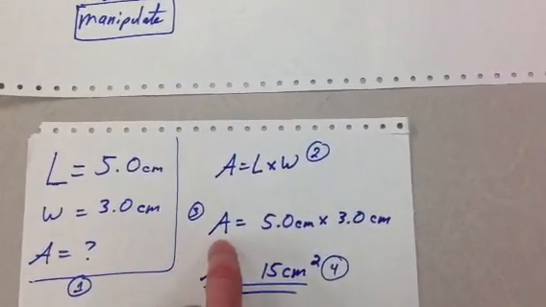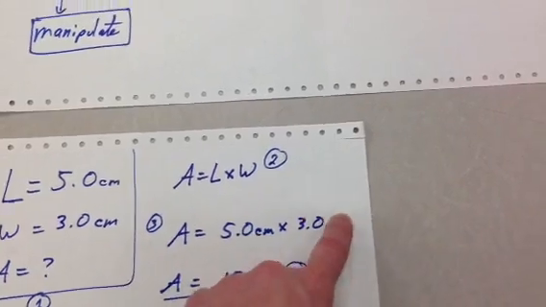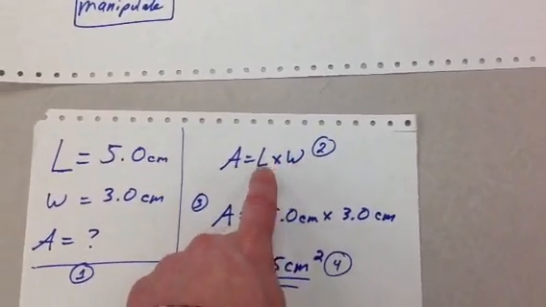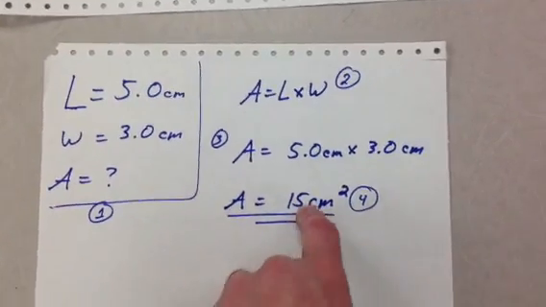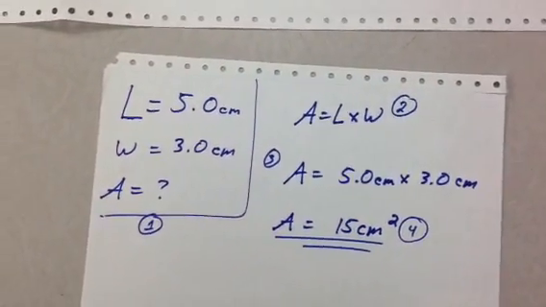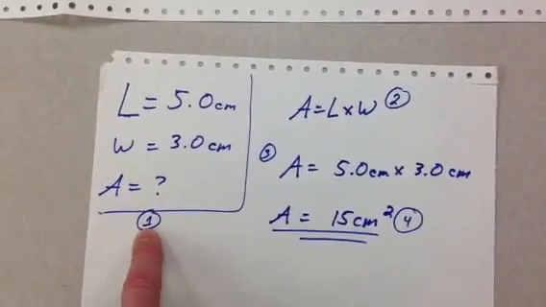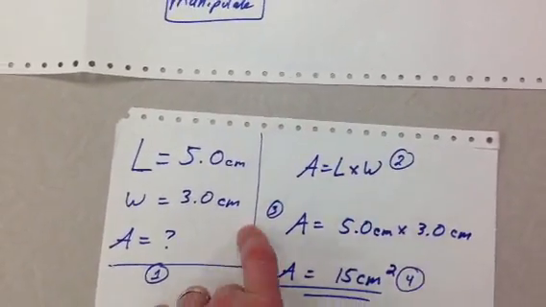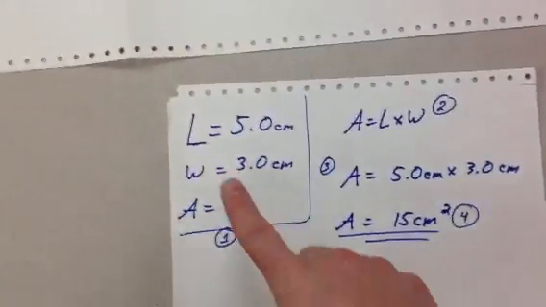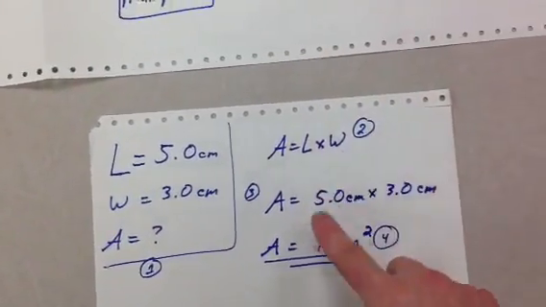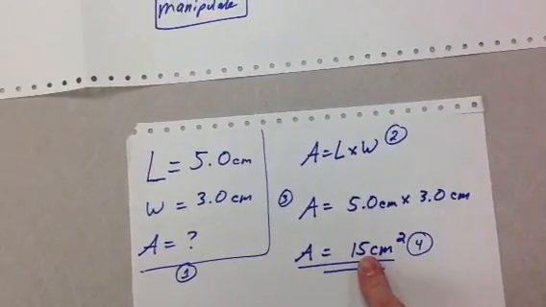Okay? Next, I will plug in my values. I substitute in the length and the width for those variables. And then I solve, having my answer with its units. Okay? Step 1, step 2, step 3, step 4. That's the four-step method. Show what you know, write the equation, write down the basics, give us an answer.